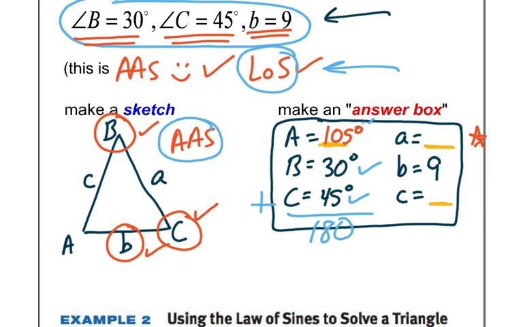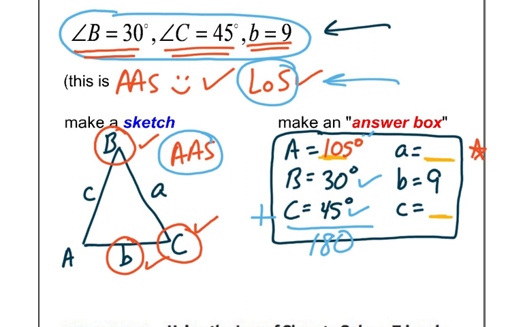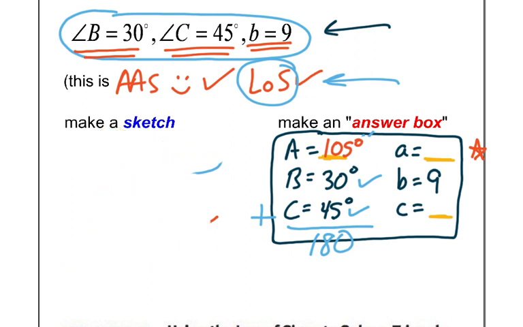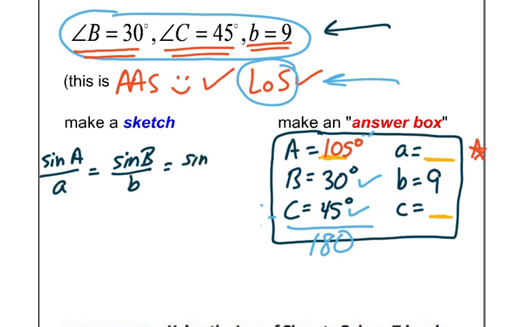So here's how we're going to use our cool law. Let me remind you what that law is. All right, let me erase my triangles so I have a little more room for you folks. Remember the law is sine of angle A over side A is equal to the sine of angle B over side B equals the sine of angle C over side C.